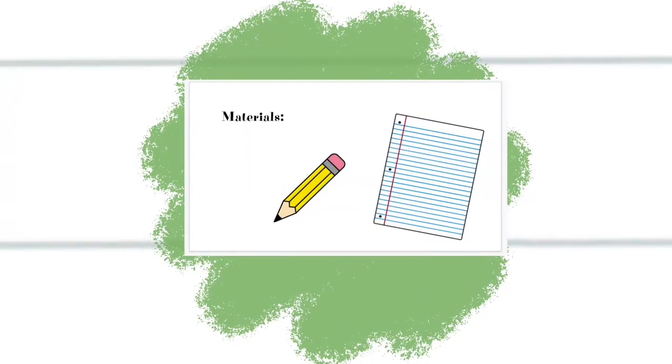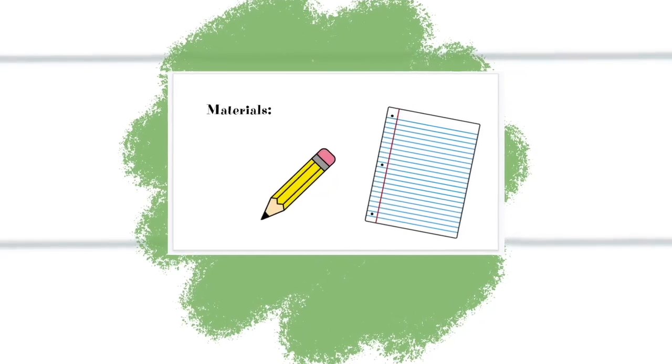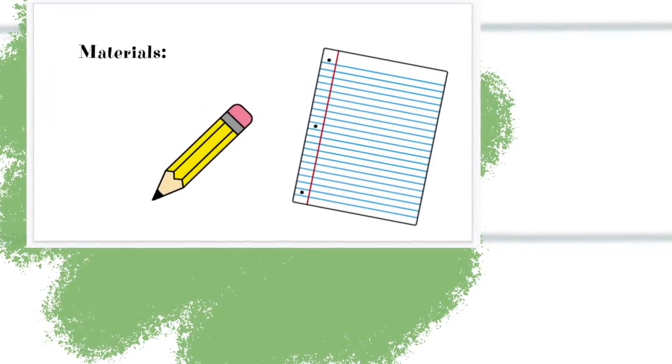So the materials that will be needed are a piece of paper and a pencil, and this symbol will show whenever those materials are required.